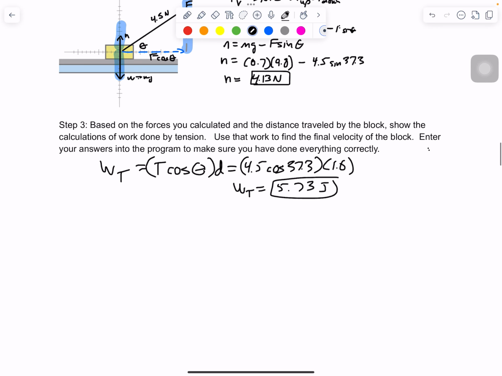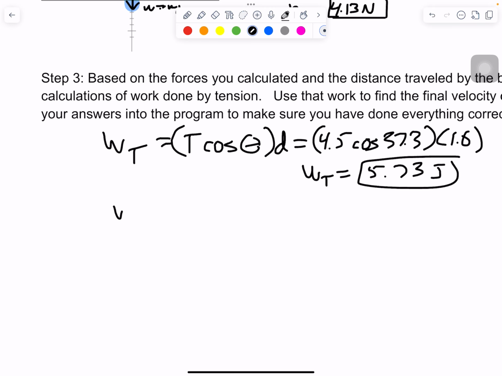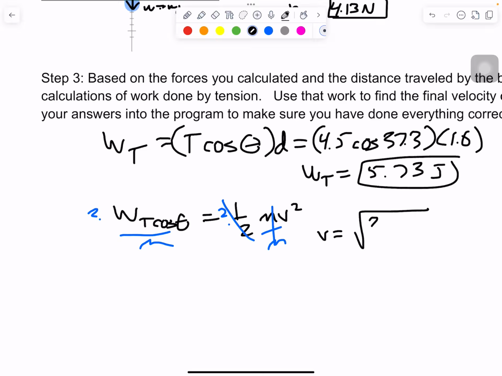All right, now to find the final velocity here, we know that the work done by the horizontal component of tension, which is going to be T cosine theta, is equal to the final kinetic energy, 1/2 mv squared. So, you know. Okay, and then V is the square root of 2 times the work done by T cosine theta over the mass.